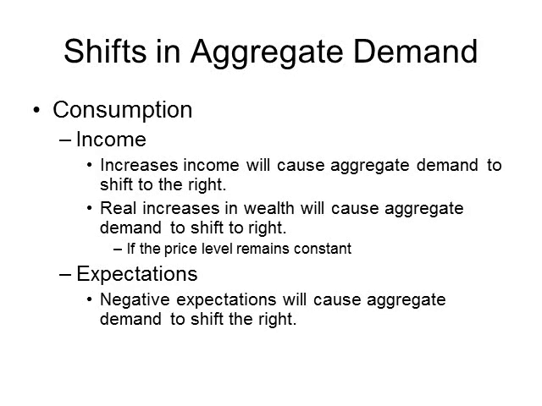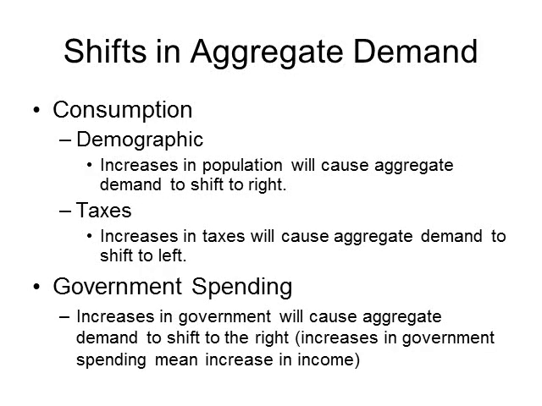Consumption. Increases in consumption mean that incomes have increased. Increases in income will cause aggregate demand to shift to the right. Increases in wealth will also cause the aggregate demand curve to shift. This is assuming that the price level remains constant. Expectations about things that we consume will also cause the aggregate demand curve to shift to the right. Increases in the number of individuals in the economy will also cause the aggregate demand curve to shift to the right. Increases in personal taxes will cause the aggregate demand curve to shift to the left.